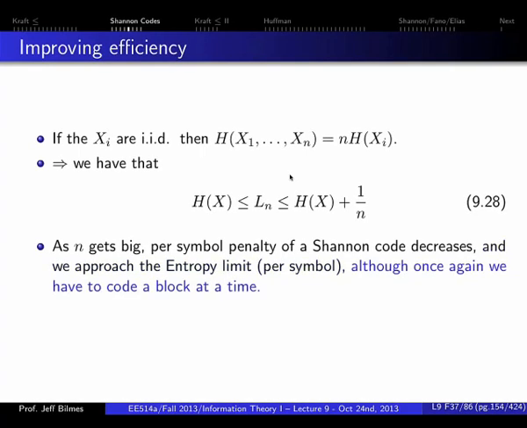But once again, we have to code using a block. If we want to get really close to the entropy, we have to use a long block length. And if it's a stream, we have to wait for the entire block to arrive before we can decode it, which means there's latency, and it means there's memory involved. If we were to implement this, we need to store it, and all of those bad things. And like I said, this is true of all block codes.